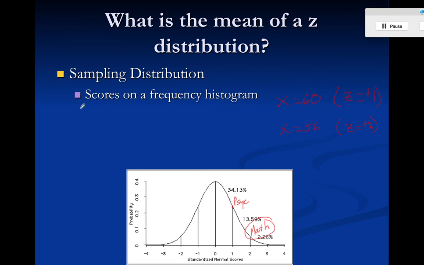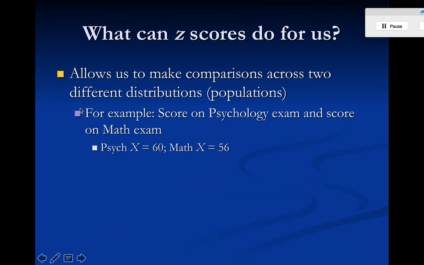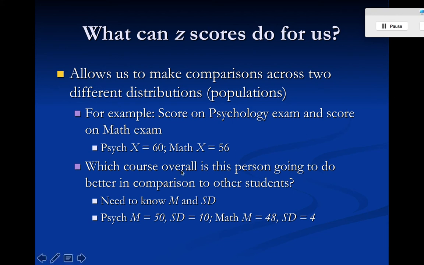Now, here let's assume, going back to our example, that in psychology my score wasn't a 60, my score was a 50. Okay? Calculate my z-score for a psychology score equaling 50. So again, take my score, 50, minus my average, 50, and we're going to divide by 10. So 50 minus 50 will be equal to 0. 0 divided by 10 is going to be equal to 0.